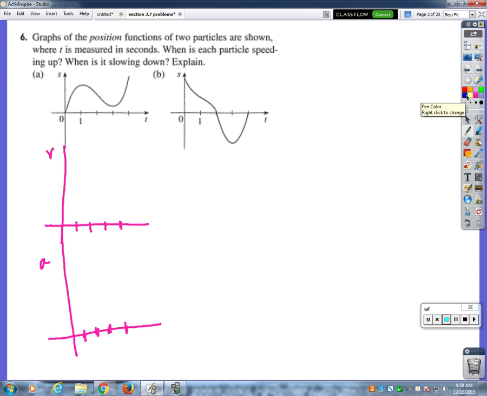All right, so at 1, this is the easy one. The velocity is 0. And at 3, the velocity is also 0.